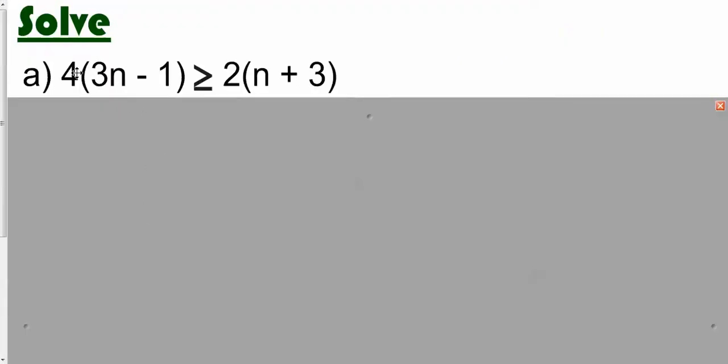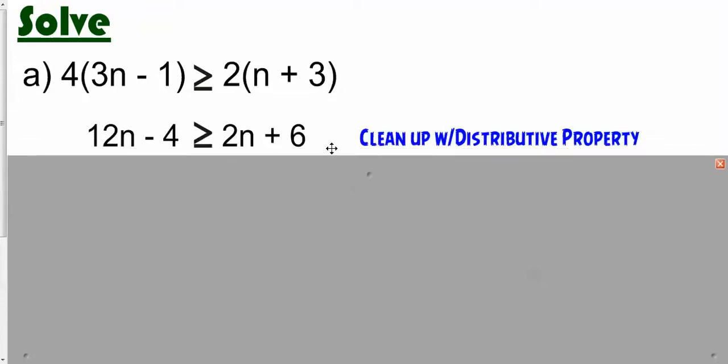So let's try this one. 4 times the quantity 3n minus 1 is greater than or equal to 2 times the quantity n plus 3. You're going to clean it up by using the distributive property. 4 times 3n is 12n. 4 times negative 1 is negative 4. Now on the right side, distribute the 2. 2 times n is 2n. 2 times positive 3 is positive 6.